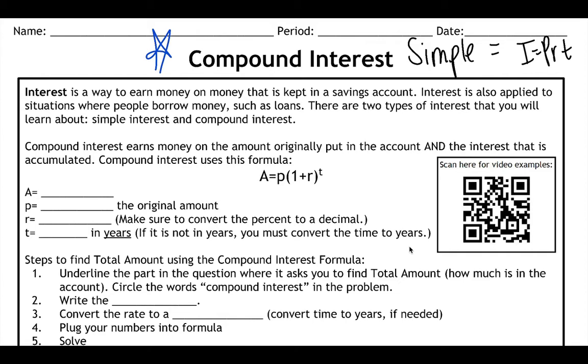Ma'am. I need more space if I'm going to label. Am I labeling? No, we can just talk about it.